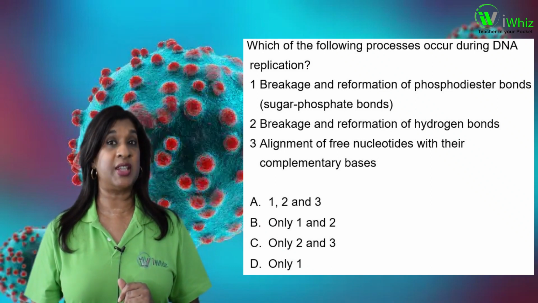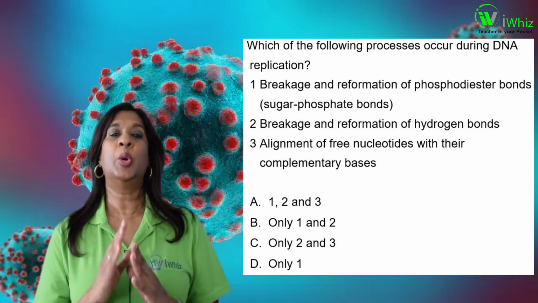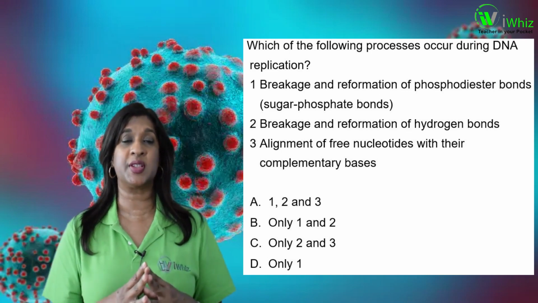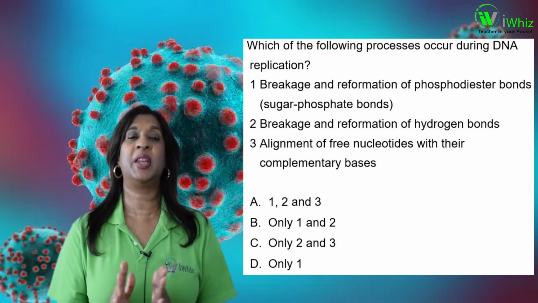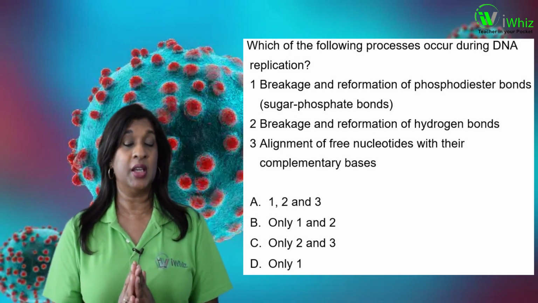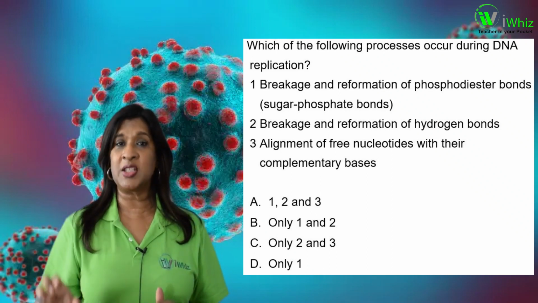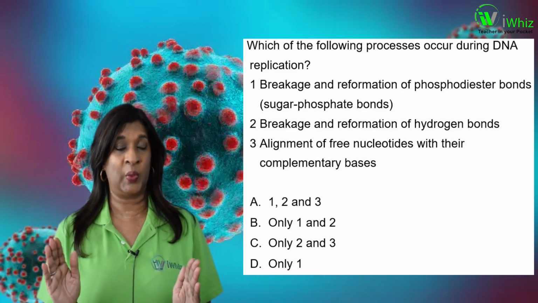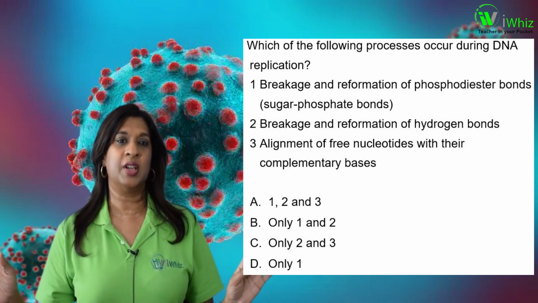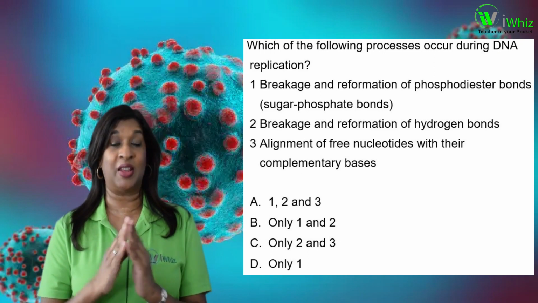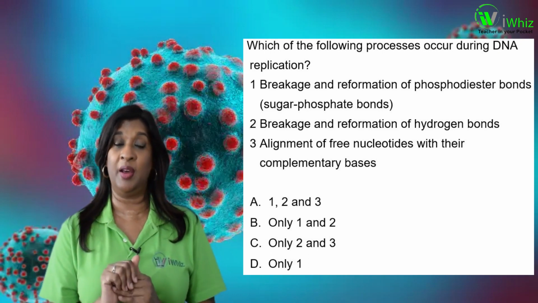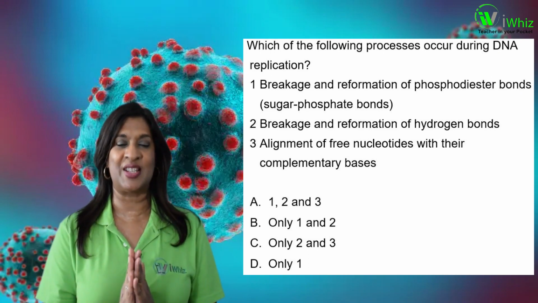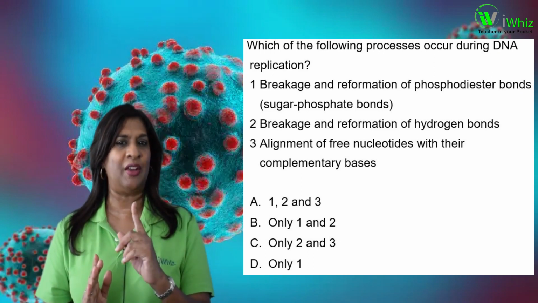So let's look at those statements again. So the first one says breakage and reformation of sugar phosphate bonds. That does not happen in DNA replication, right? Remember those parts of the strand, the backbone of the strands remain intact, okay? So that one's out. So if you look at option A, that will be out because 1 does not apply. Option B is going to be out. Option D is out as well. So the only option we're left with is C.